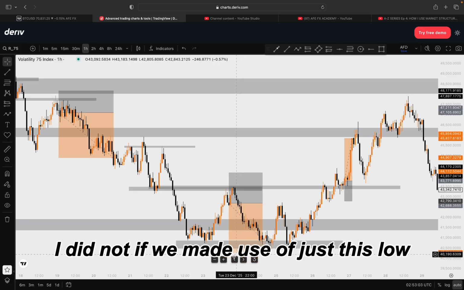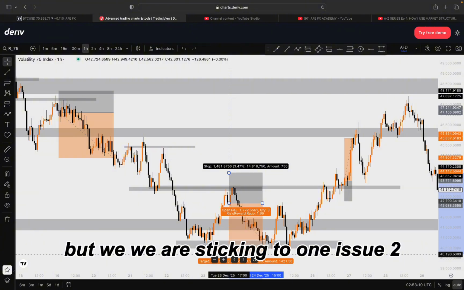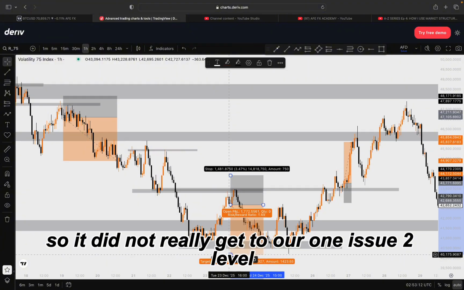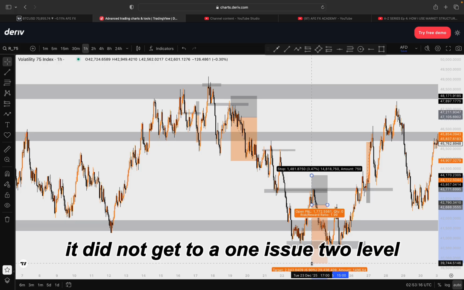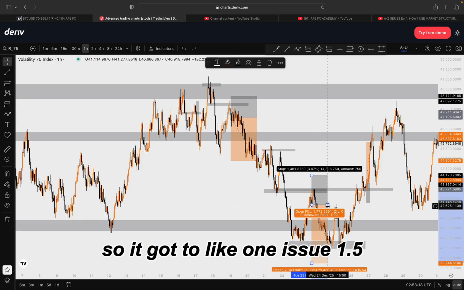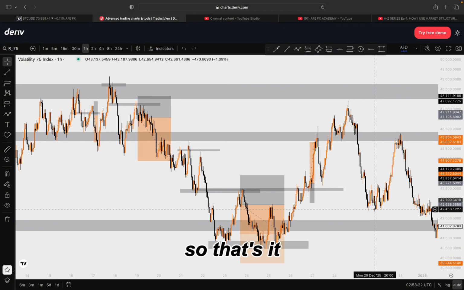If we made use of just this recent low, which is very okay, but we are sticking to 1:2, so it did not really get to our 1:2 level. It got to like 1:1.5, and then started going in the other direction. So that's it.